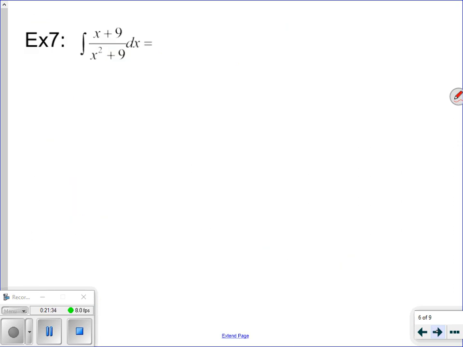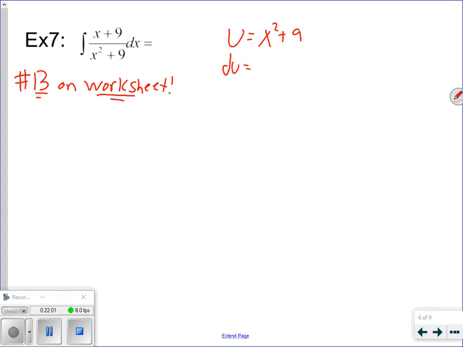All right, last one. This is like number 13 on your worksheet from the other night, from last night, the night before. So if you can do this one, you'll be able to do number 13. All right, if you're given this problem, your initial thought would be to do this right here. You don't have to write this because it's not right. You would let the bottom be u because it's the more complicated one.